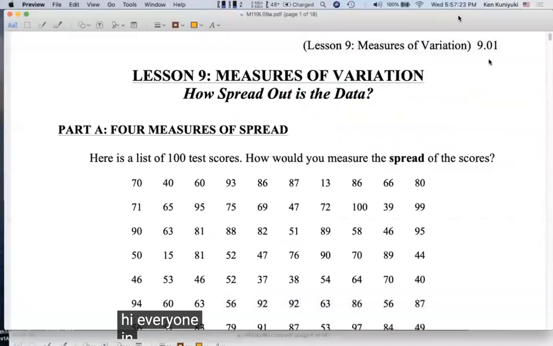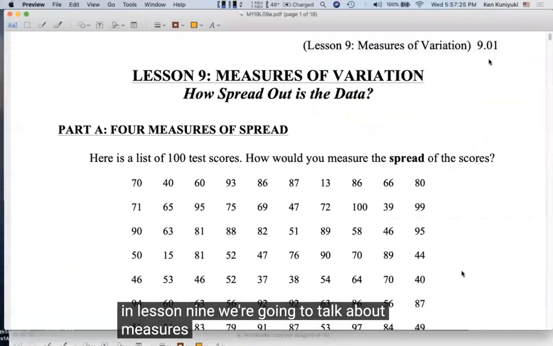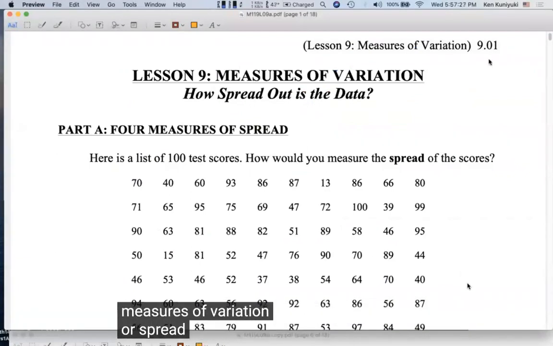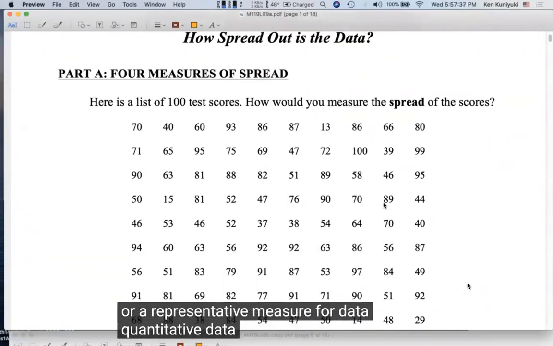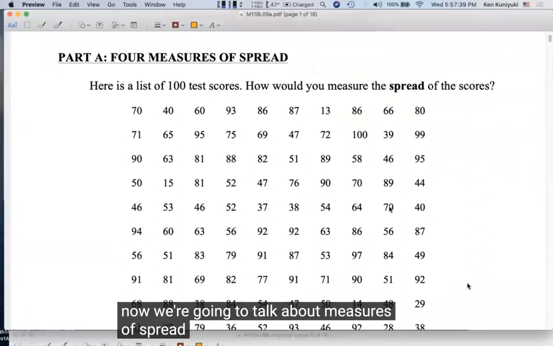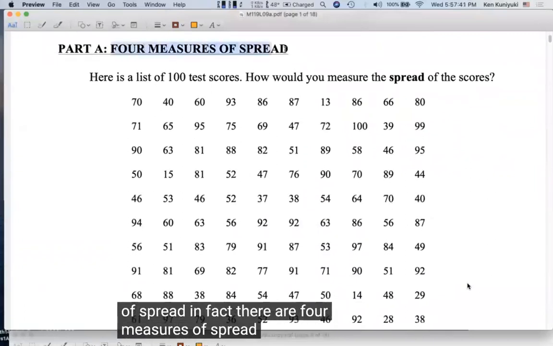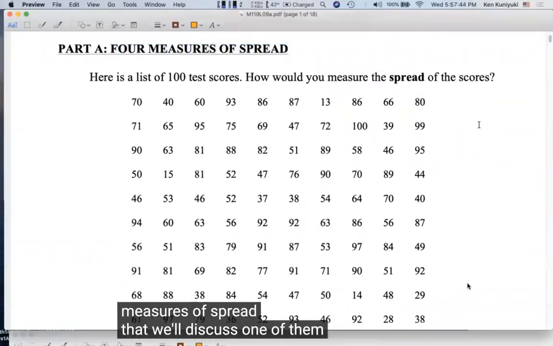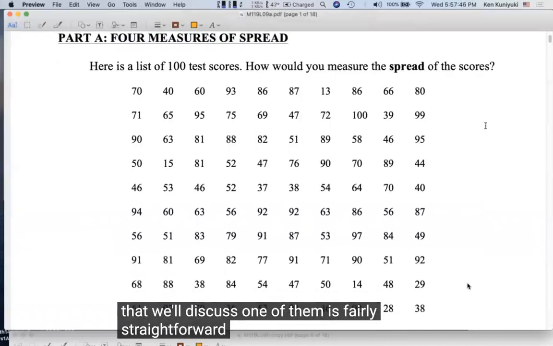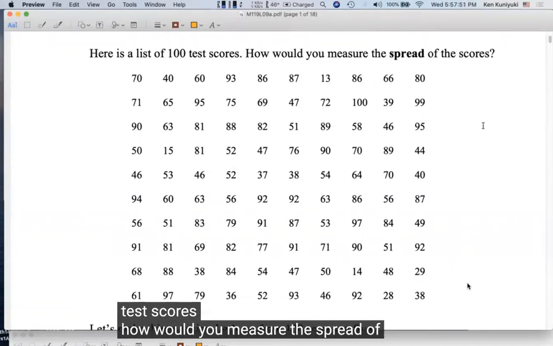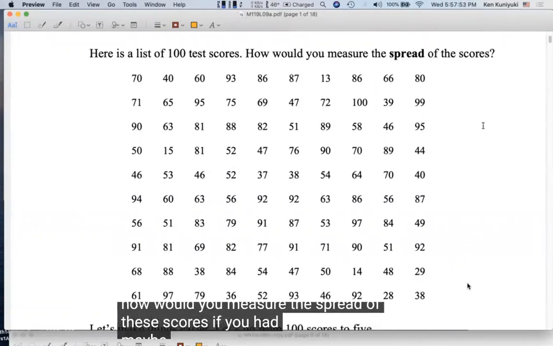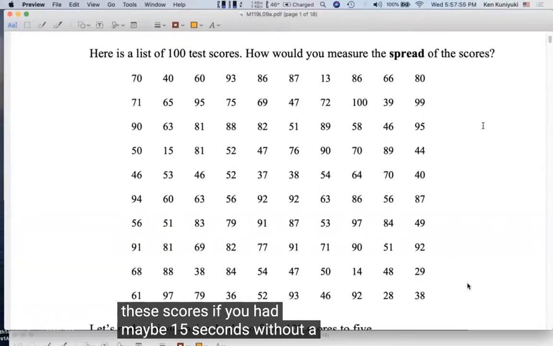Hi, everyone. In lesson 9, we're going to talk about measures of variation or spread. How spread out is the data? Before, we talked about measures of center, a representative measure for quantitative data. Now we're going to talk about measures of spread. In fact, there are 4 measures of spread that we'll discuss. One of them is fairly straightforward. Let's say that we have a list of 100 test scores. How would you measure the spread of these scores if you had maybe 15 seconds without a calculator?